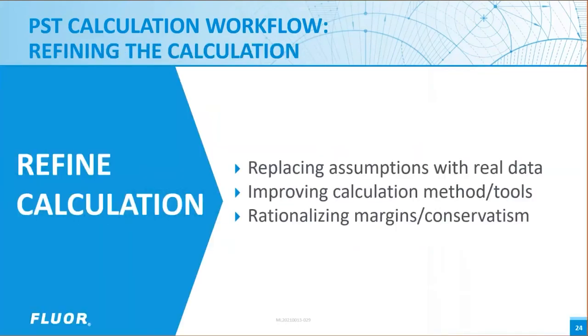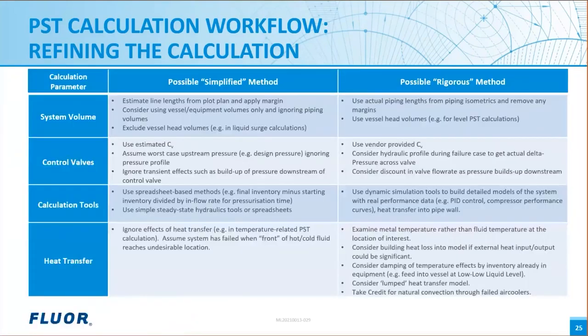So there are a number of ways to do this, but all of them revolve around these three methods. Rationalizing any conservatism or margin that we've built into the calculation, replacing any assumptions with real data if we have it, and maybe looking at alternative or more rigorous calculation methods or tools. On the next slide, we have a table that looks at these in a little bit more detail.